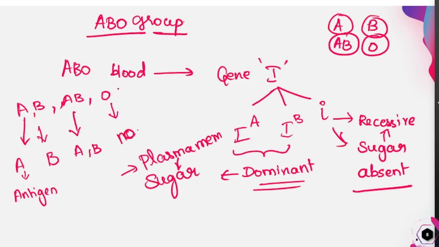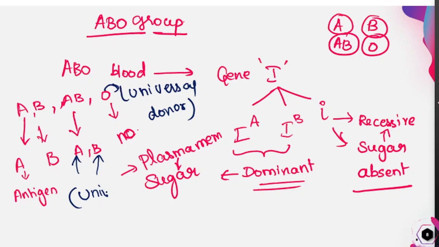So this O is called what? O blood group is the universal donor, right? And what about your AB blood group? Since it contains both A antigen and B antigen, it can get blood from A blood group, and it can get blood from B blood group also. AB blood group people can also give blood to these people, and O can also give. Since all the people can give, these are called universal acceptor.